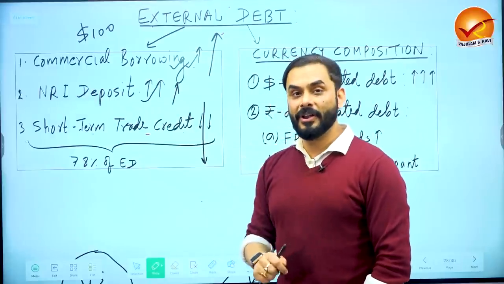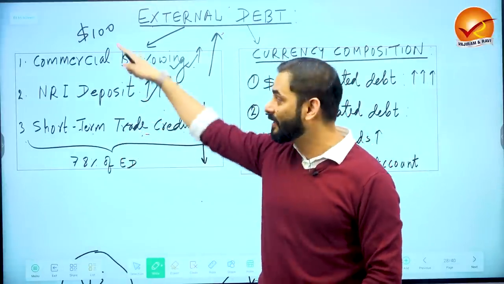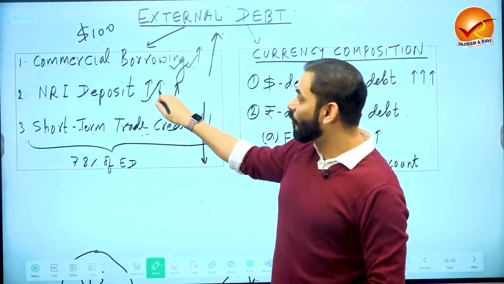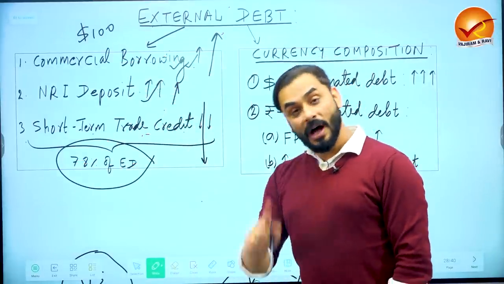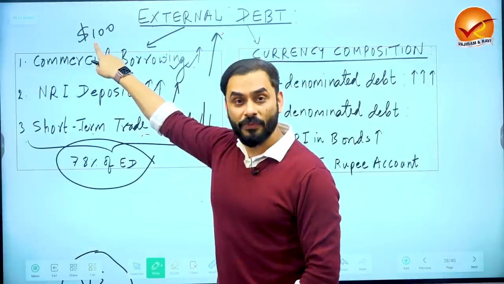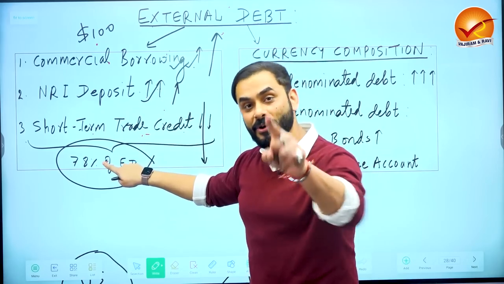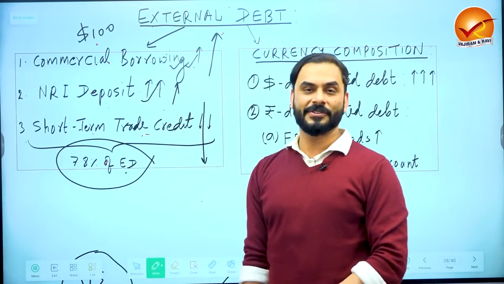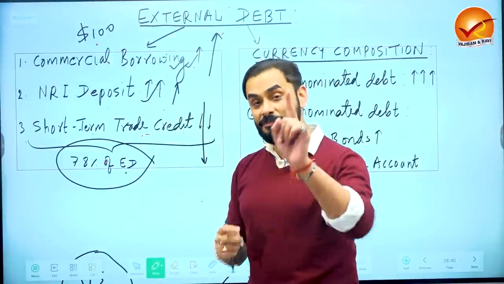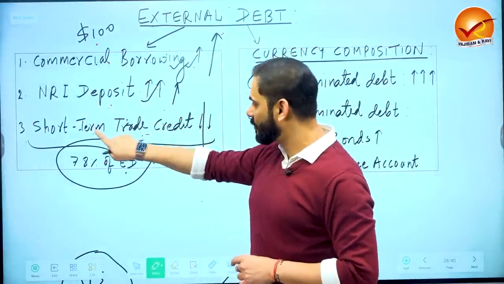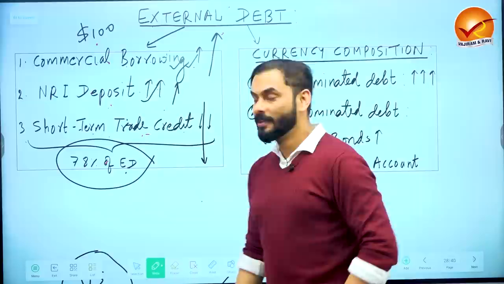So out of $100, these three are the main reasons that we take this money. The contribution of these three is almost 78%. So out of $100 that we borrow from outside India, $78 are because of these three reasons. A majority of money that we borrow from outside is because of commercial borrowing, NRI deposit, short-term trade credit. Fine, this might be asked in UPSC.